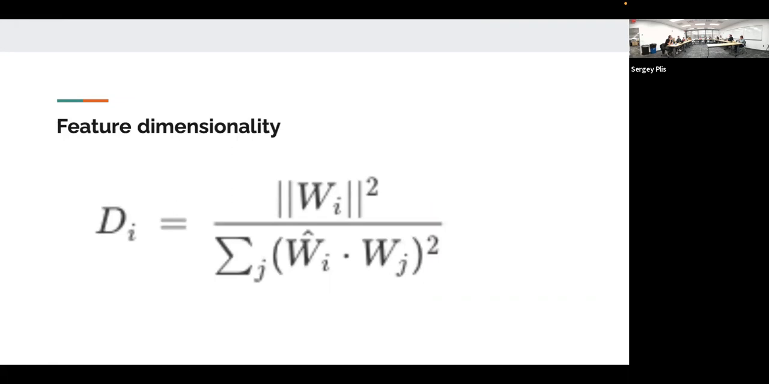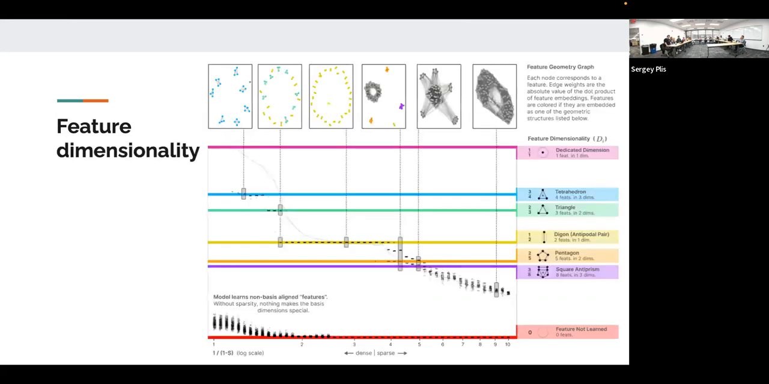And the way they calculate it is like this. They look at the projection of the projection onto other features. It's not super important, but this is the formula. And now we get to the pretty crazy part. They actually find that there are different geometries in this plot.